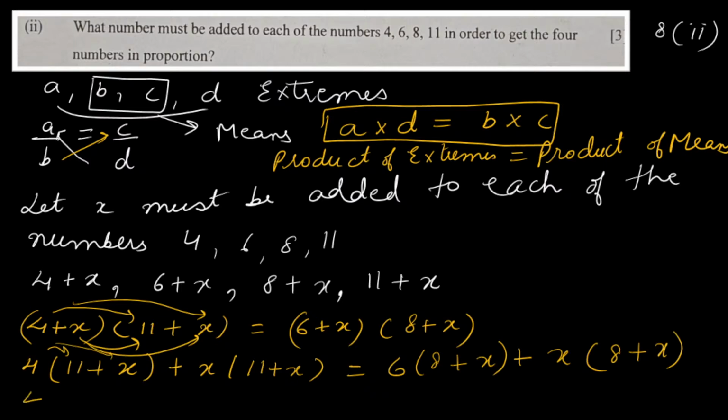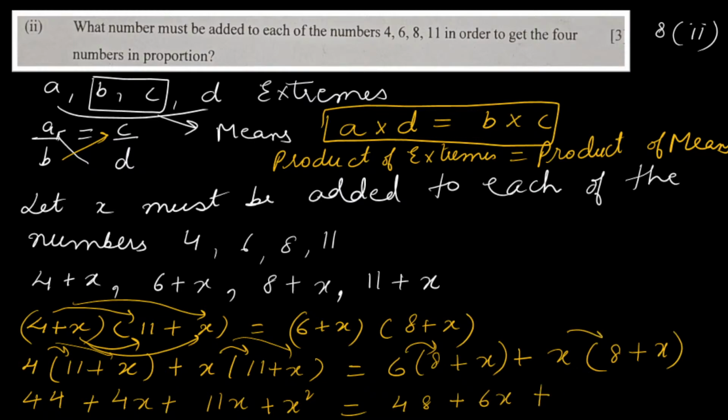4 into 11 is 44, plus 4 into x is 4x, plus 11 into x is 11x. This I am just multiplying, plus x into x is x square. Now 6 into 8 is 48, plus 6 into x is 6x, plus x into 8 is 8x, and x into x is x square. Okay, so I've already got the answer. x is equal to 4. Let's see.